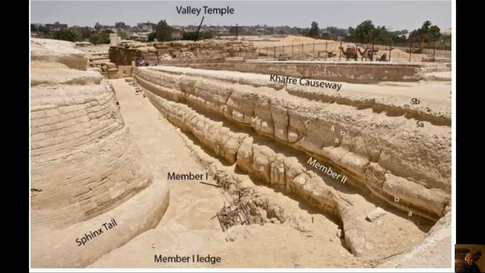And this shows your different member layers here. Member 1 here on the bottom being the more resistant, and you can see it looks completely different. Member 2 in the middle. You can't really see any of the member 3 in this photo, probably because it's all been quarried off.